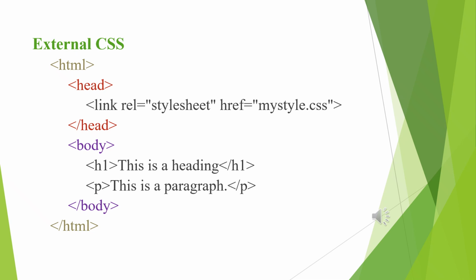Next, external CSS. External CSS is stored in a separate file with an extension of .css and we are going to link it to the HTML document. So here we are using the relation of stylesheet and then we access the stylesheet with the name of mystyle.css. Mystyle means the name we are providing for the style sheet. The advantage of the external style sheet is it is reusable across multiple pages and it is easier to maintain, best practice for large websites. And the disadvantage is it requires an additional file.